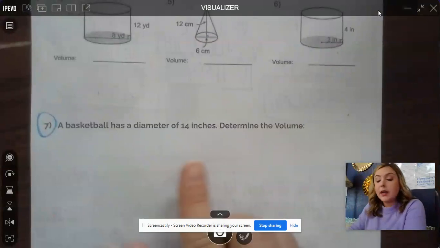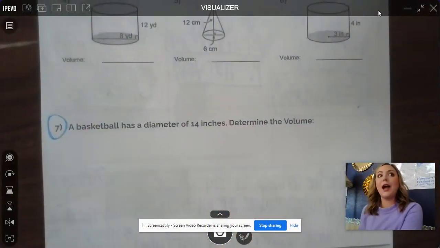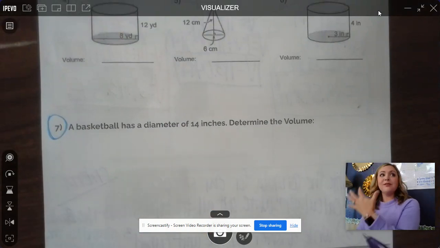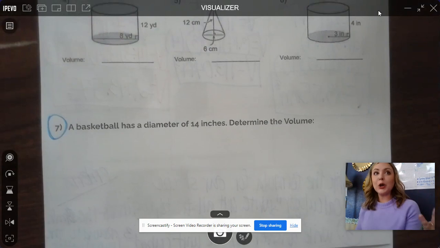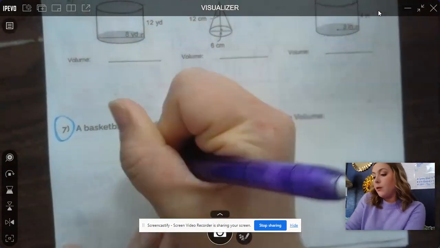And lastly, we are going to do a sphere. So I did not straight up say the word sphere in there. You're going to have to kind of understand, if I don't give you a picture, what shape this would be. I hope we know that a basketball is not a cylinder or a cone. It's a sphere, right? So take a second. We're going to write sphere, and we're going to write the formula.